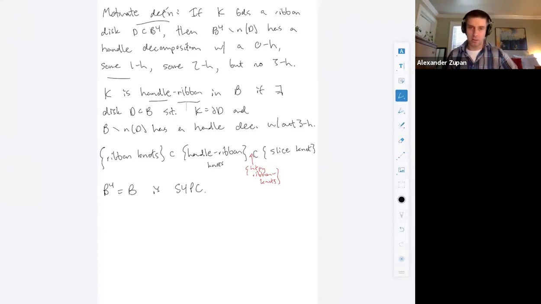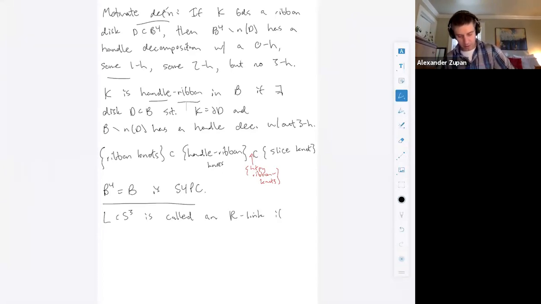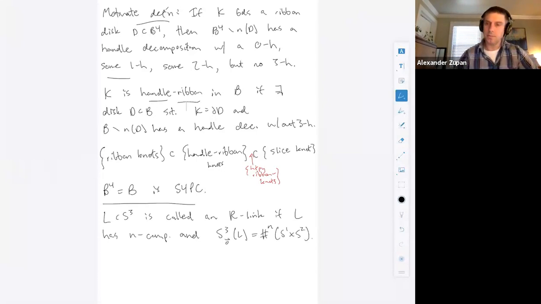One more definition for now. I know it's a lot of definitions, but I have to do it. So L is a link in S3, called an R-link, if L has n components and the zero surgery on each component of L yields the connected sum of n copies of S1 cross S2. It's important to note that these n's are the same.